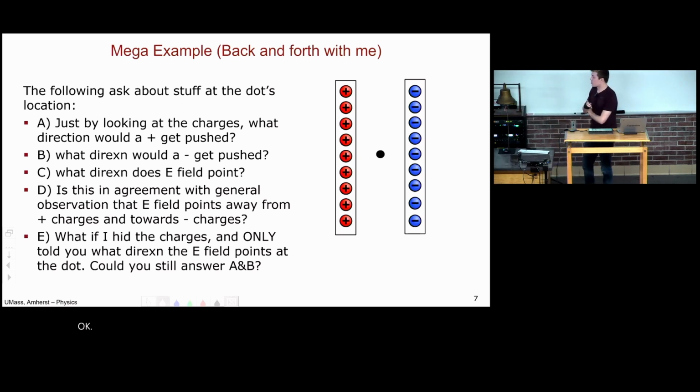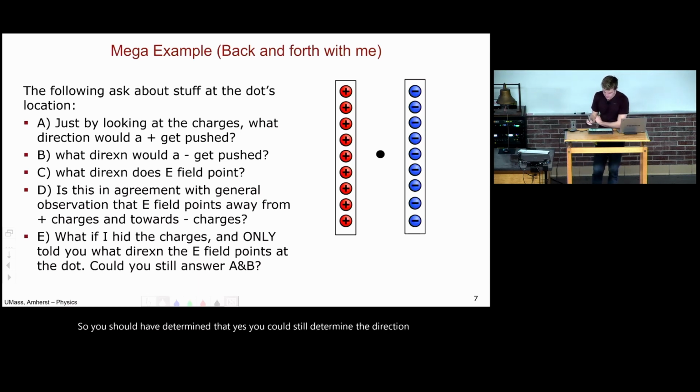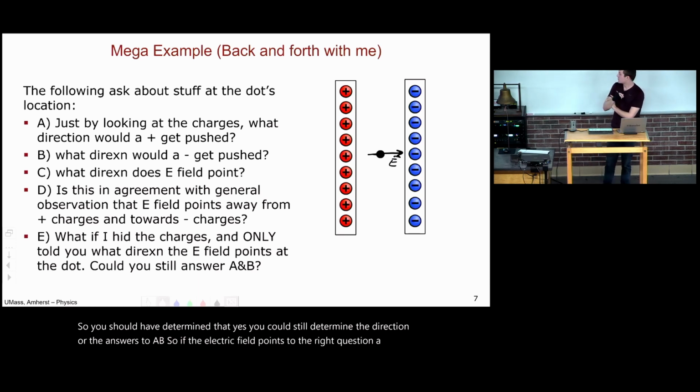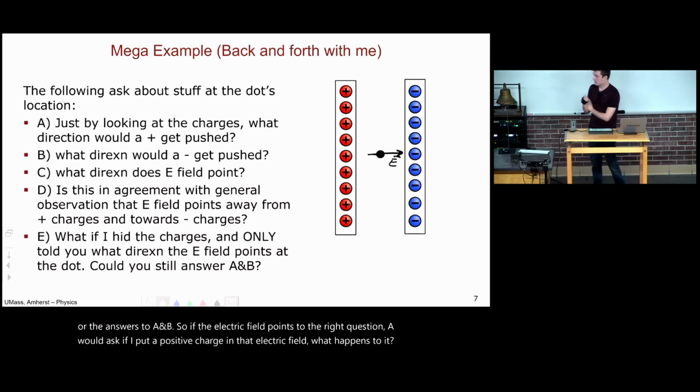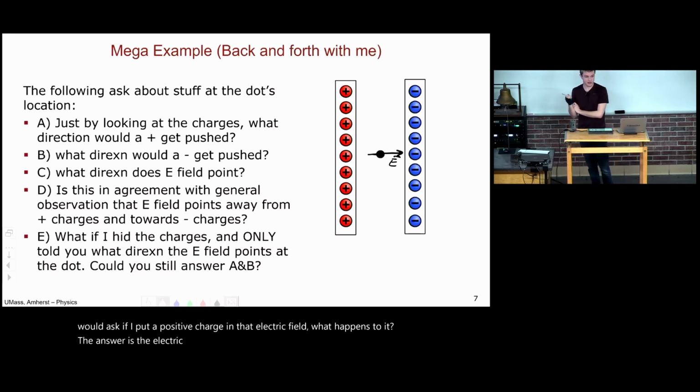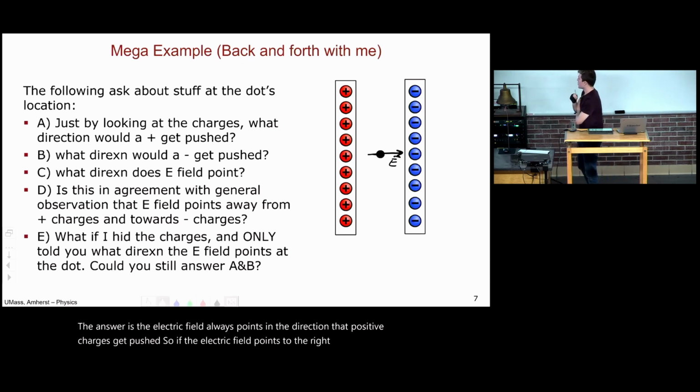So you should determine that, yes, you could still determine the direction or the answers to A and B. If the electric field points to the right, question A would ask, if I put a positive charge in that electric field, what happens to it? Well, the answer is the electric field always points in the direction that positive charges get pushed. So if the electric field points to the right, the positive charge would also get pushed to the right.